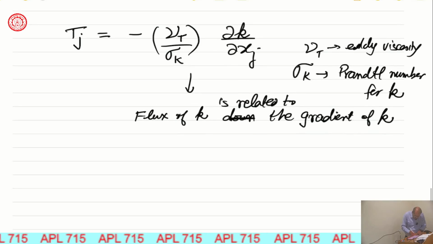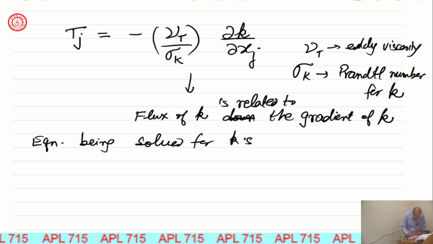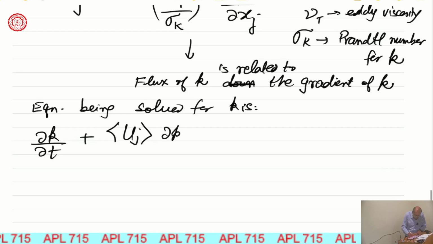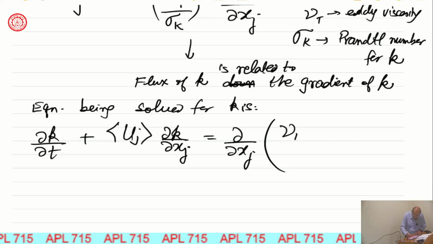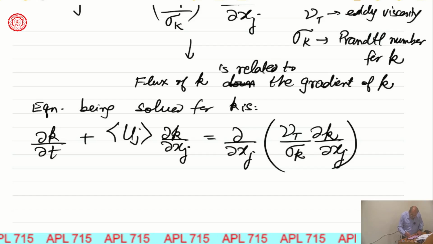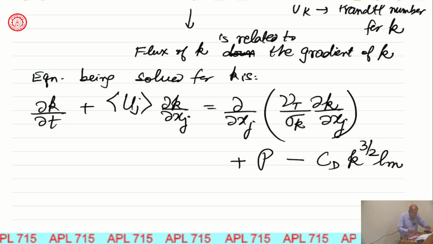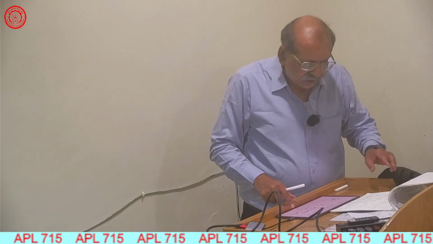So basically the equation being solved for K is: partial K by partial T plus mean of Uj partial K by partial Xj is equal to d by dxj of nu T upon sigma K dk by dxj, plus production minus Cd times K to the power of 3 by 2 divided by Lm, which is like epsilon, U cube on L.